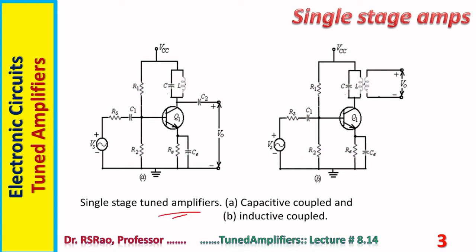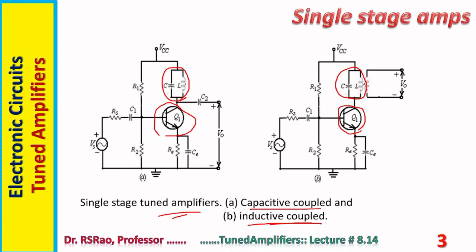Two types are there: capacitive coupled and inductive coupled. Tuned amplifiers can be single stage amplifiers or multi-stage amplifiers. Right now in this slide you are seeing single stage amplifiers, single stage because only one active element is there in the circuits shown in A and B. Notice a parallel LC circuit is there as load. So these two are single stage tuned amplifiers.